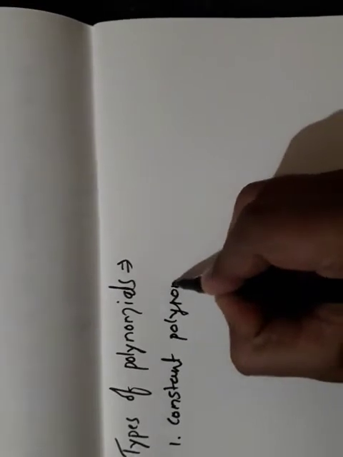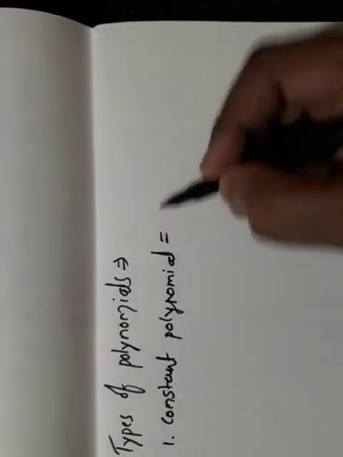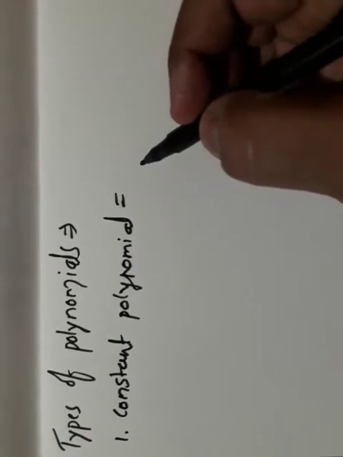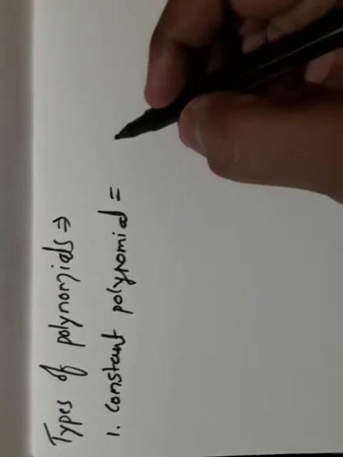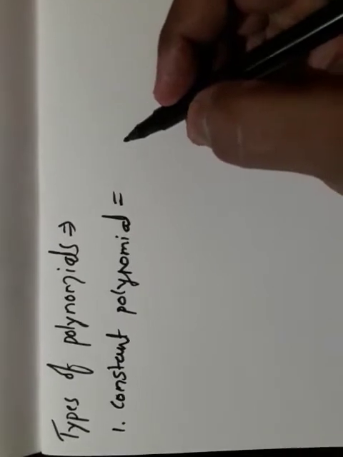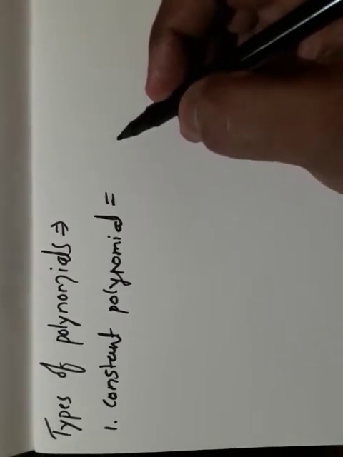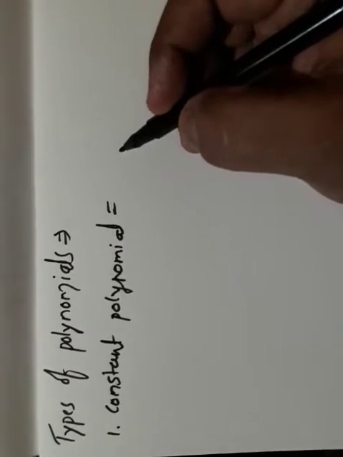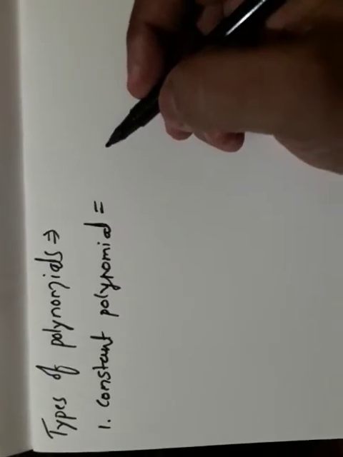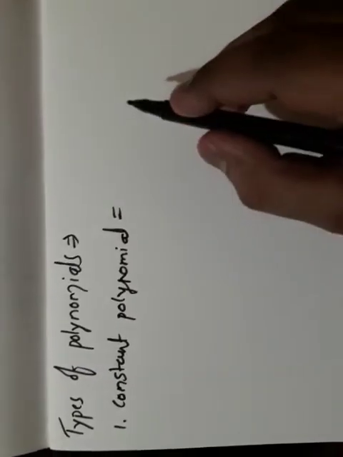Constant polynomial. What is meant by constant polynomial? Look here, the degree of a polynomial is 0. The polynomial of degree 0 is called a constant polynomial. Once again I will repeat: when the degree of the polynomial is 0, that polynomial is known as a constant polynomial.